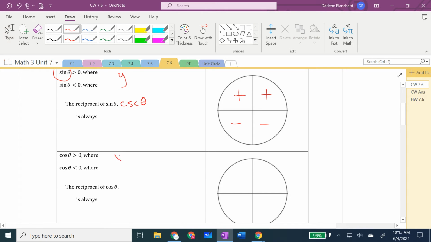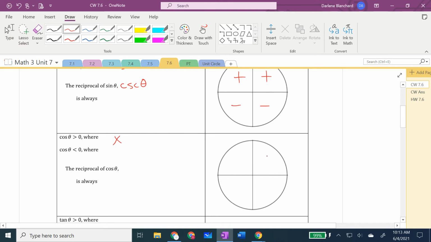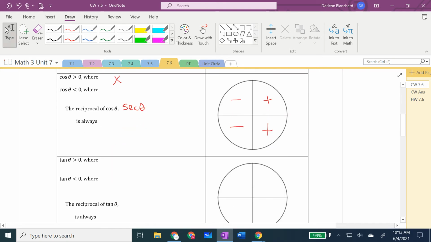Cosine represents x in a unit circle. X is positive when you are on the right side of the y-axis, negative when you are on the left side of the y-axis. And the reciprocal of cosine is secant theta. So this right here tells you where both cosine and secant are positive and negative based on where the angle lands.